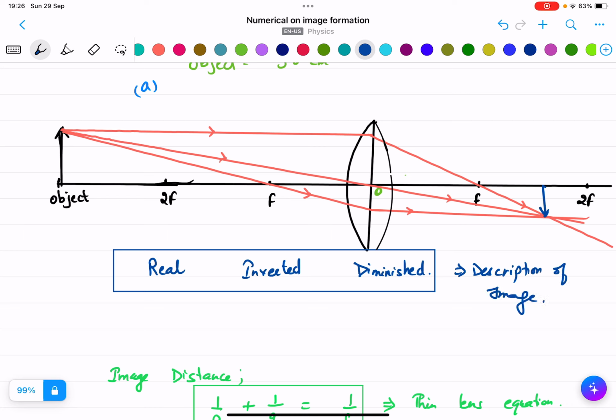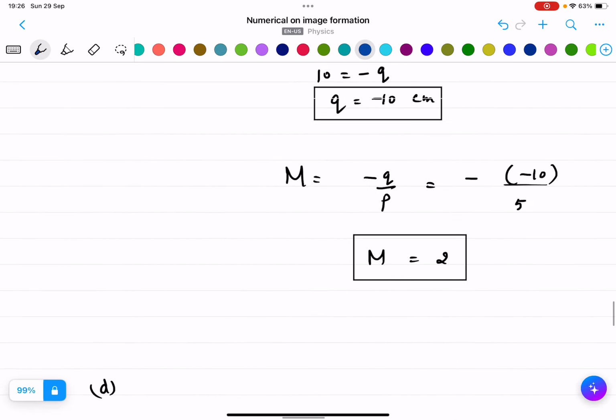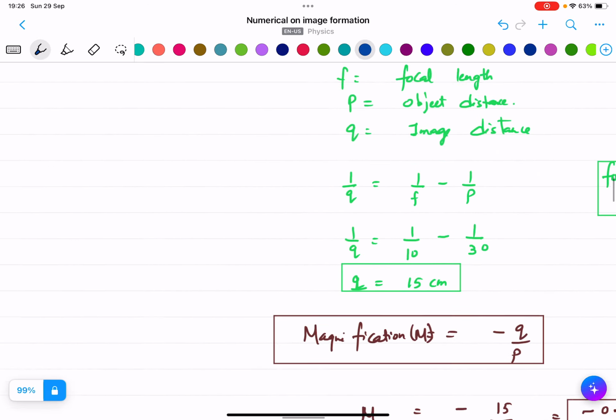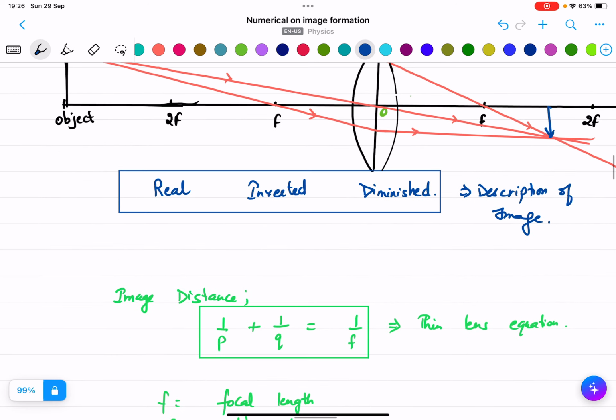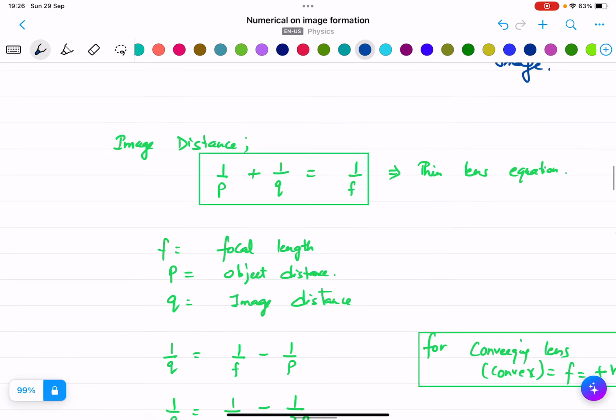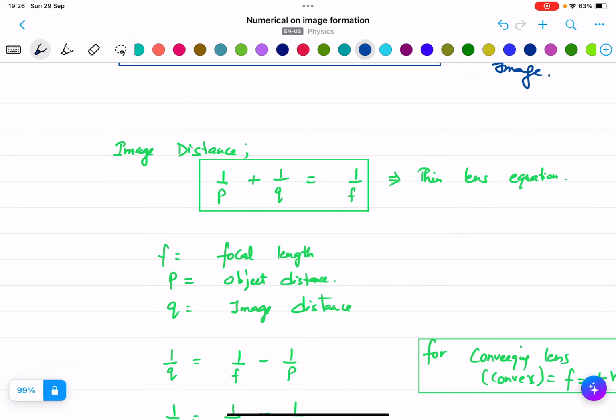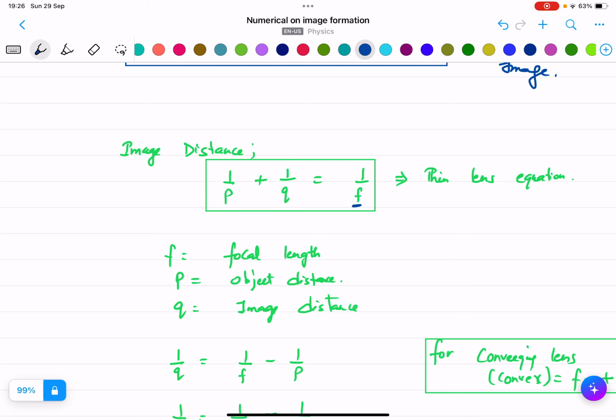Because you are doing it on the graph, you can clearly measure your image length and the object length. Now we need to find the image distance. For this we need to use this formula: 1 by p plus 1 by q equals 1 by f. This is called the thin lens equation. You need to remember this equation, where f is the focal length, q is the image distance, and p is the object distance.